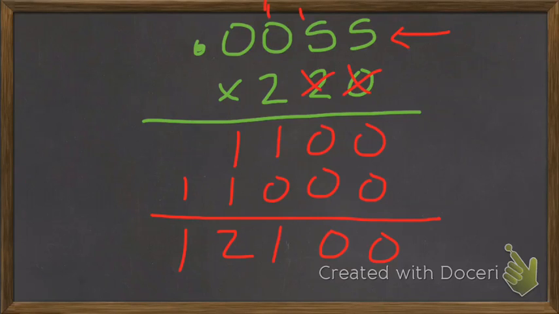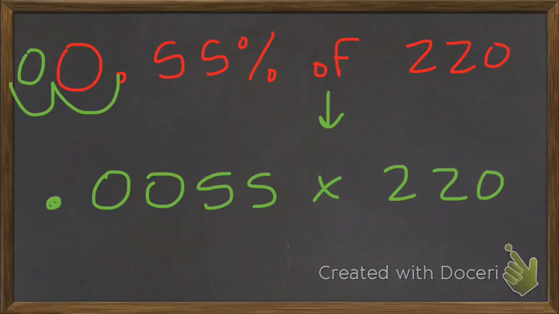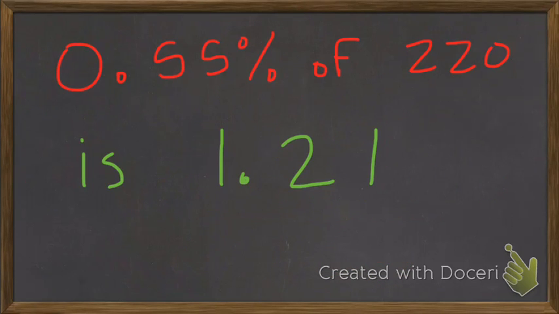But here I have 4 decimal places. So I need to move my decimal 4 places to the left. 1, 2, 3, 4. So I have 1.21, and then I get rid of these zeros. So 0.55% of 220 is 1.21.